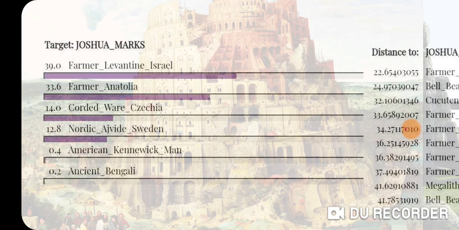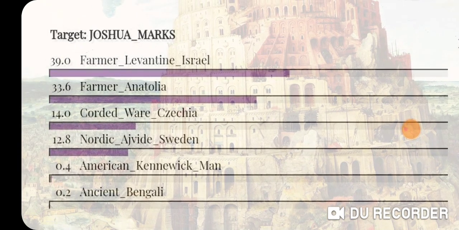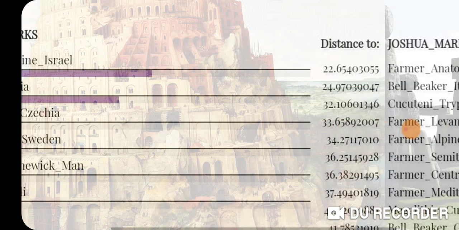My ancestors were in the Levant for a long time, way back to the Neolithic Chalcolithic period, and the pre-Israelite period, before they became Israelites. Because Israelite culture arose out of the Canaanite culture, which are the indigenous people of the Levant region. And so I got 39 farmer Levantine Israel in the Monte calculator, farmer 33.6 farmer Anatolia, 14 corded ware Czechia, 12.8 Nordic Sweden, 0.4 American Kennewick Man, and 0.2 ancient Bengali.